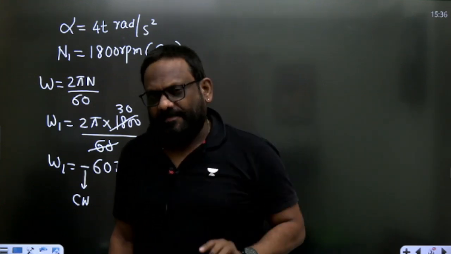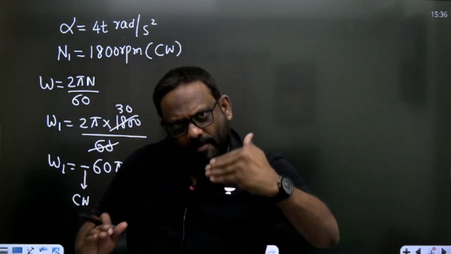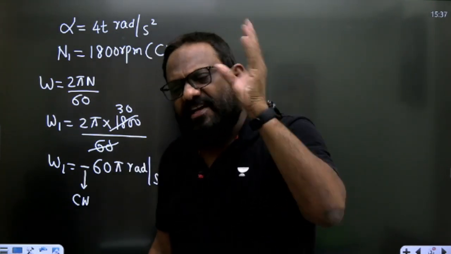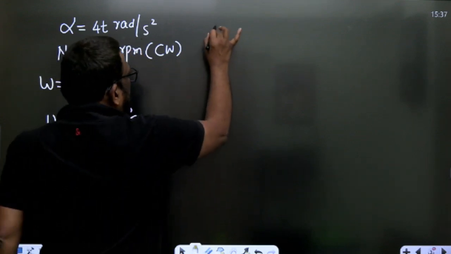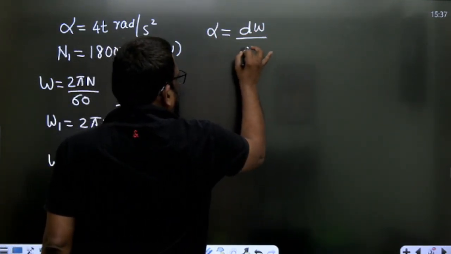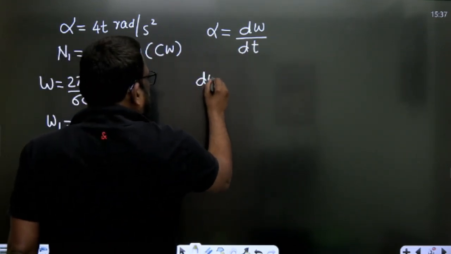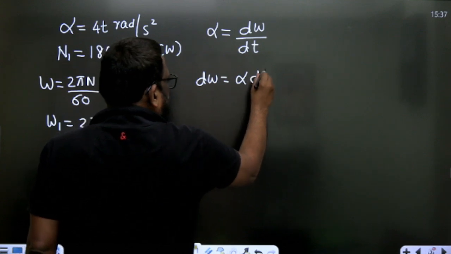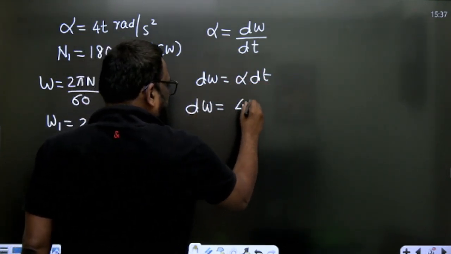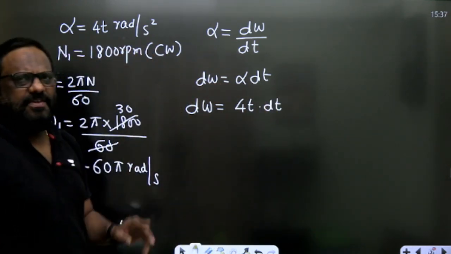Including alpha, because alpha is given. Just think carefully. How can I bring the relationship between omega and time by including alpha? Angular acceleration is given by the rate of change of angular velocity. So d omega is equal to alpha dt, or d omega is equal to 40 into dt. Integrate this equation.